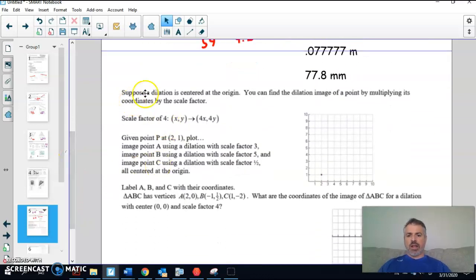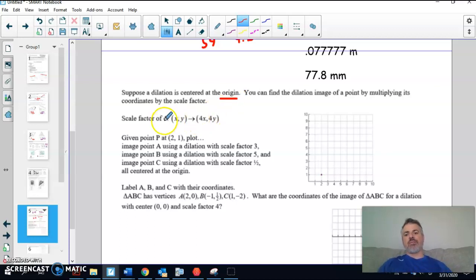Down here, that's another dilation that's centered at the origin. It's always going to be at the origin. It's never not going to be at the origin, so you don't have to worry about what that means. Always going to be that way. So now I'm going to use a scale factor of 4. It's an enlargement. I know that because the scale factor is bigger than 1. So let's see. Point P, the pre-image point, is at 2, 1.